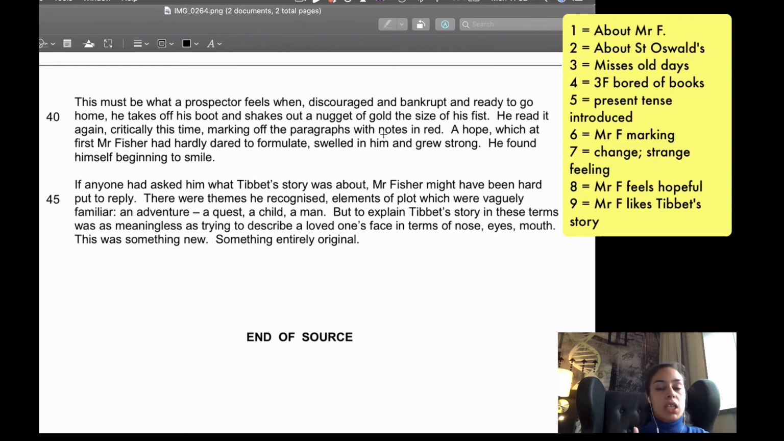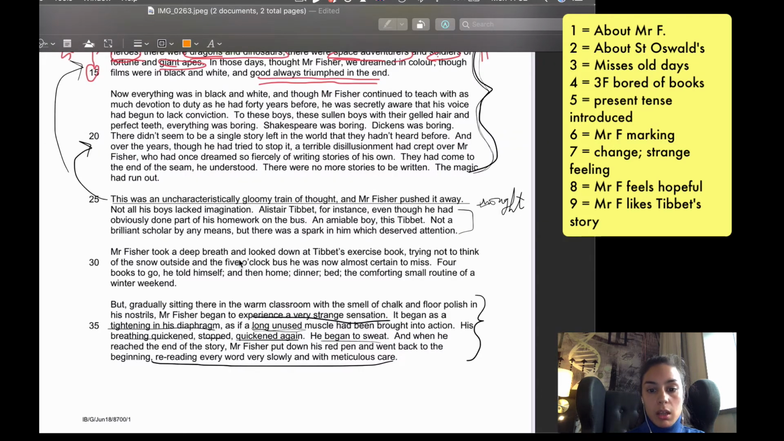Because also, if you see with the different paragraphs, the narrator is using groups of three quite a lot to describe feelings. So if we go back to the other paragraph, we've got here, breathing quickened, stopped, quickened again. That's a group of three. So we've got repetition of similar word groups or the same word to give us this idea of a quickening action.